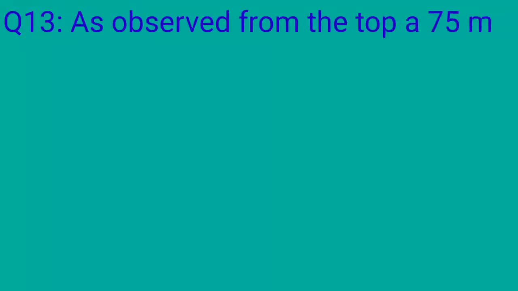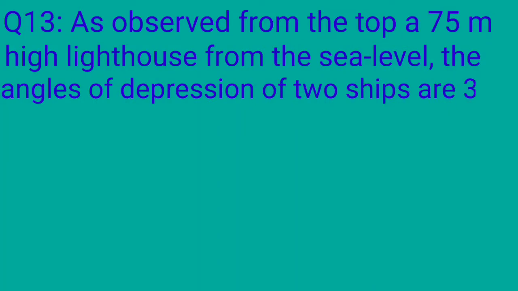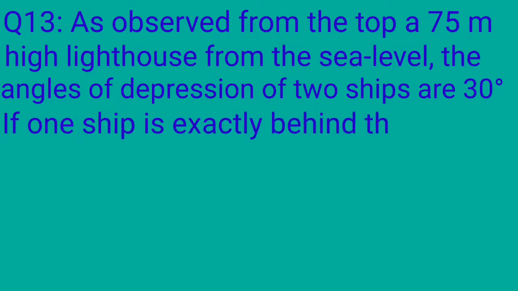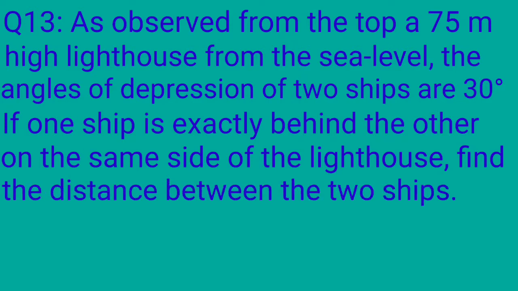Now question number 13. As observed from the top of a 75 meter high lighthouse from sea level, the angles of depression of two ships are 30 degrees and 45 degrees. If one ship is exactly behind the other on the same side of the lighthouse, find the distance between the two ships.